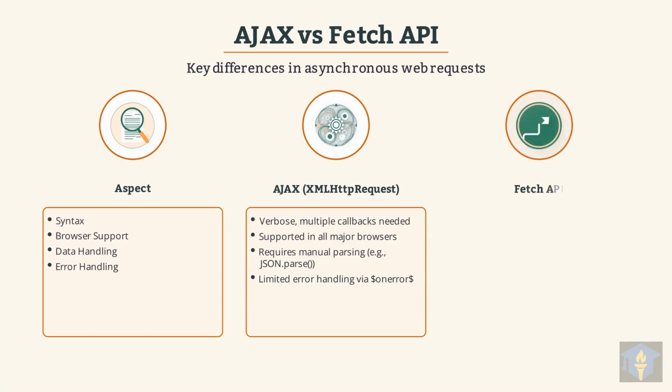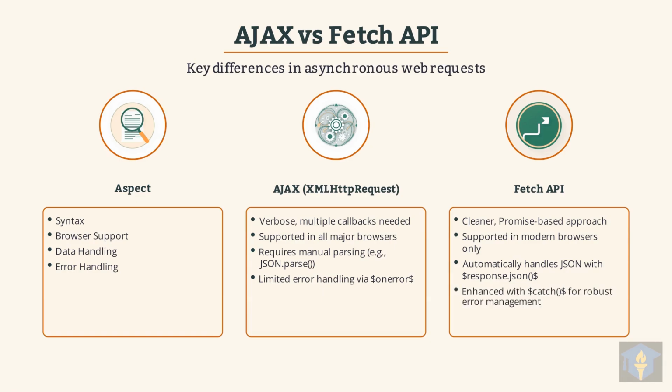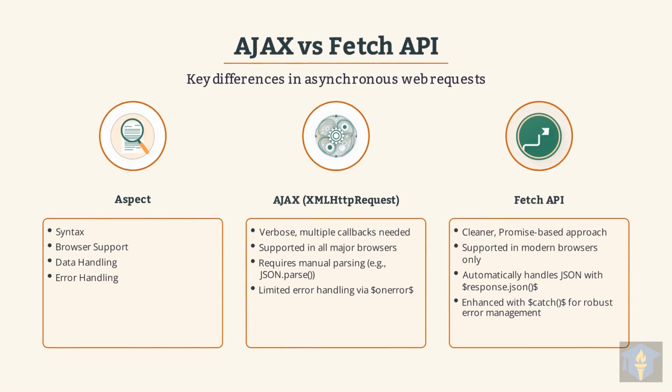Now, let's turn our attention to the Fetch API, a newer and more powerful standard for network requests. The Fetch API offers a cleaner, more modern syntax, utilizing JavaScript promises for asynchronous operations. However, Fetch API support is generally limited to modern browsers, so consider compatibility for older systems. A great feature of Fetch is its automatic handling of JSON data using response.json for easier parsing. Fetch provides enhanced error handling with the catch method, allowing for more robust error management in your code.